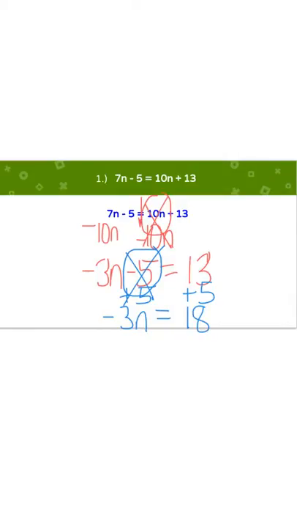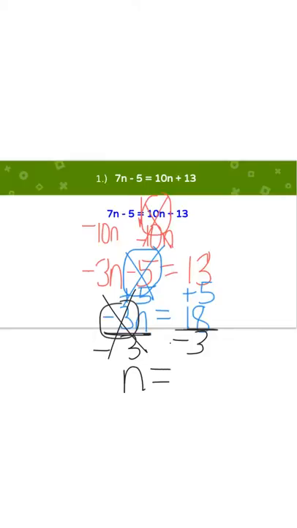Now it's time to get the variable by itself. We need to get rid of this negative 3. So it is multiplying right now, and the inverse operation is to divide. And we want to make sure we take the whole negative 3, so we divide by negative 3. That cancels out the negative 3 and leaves just n. Then we have a positive divided by a negative, and that is a negative, and then 18 divided by 3 is 6. Your answer is n equals negative 6.